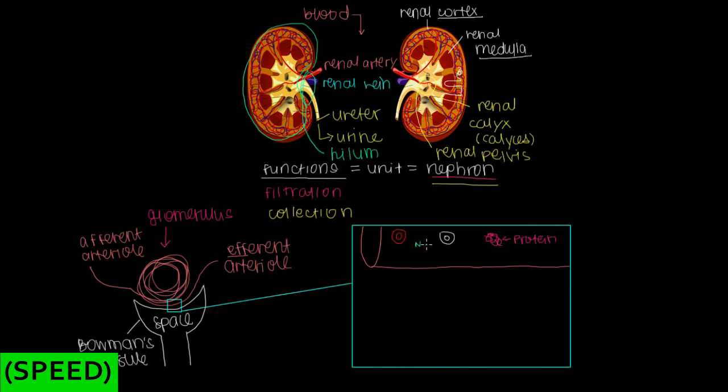Then again, we've got other things like ions. I'm going to write sodium right there. We've also got smaller protein subunits like amino acids. I'll just write AA, and we've also got glucose in here. These are things that can leak out. So how is it they get from the arteriole into Bowman's space?